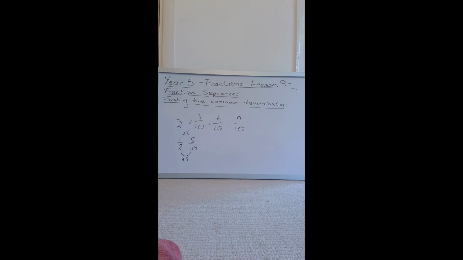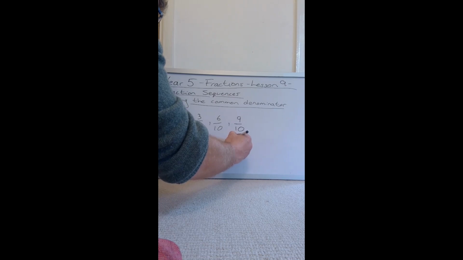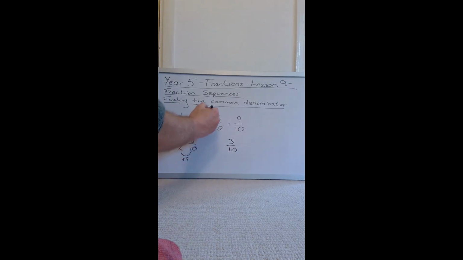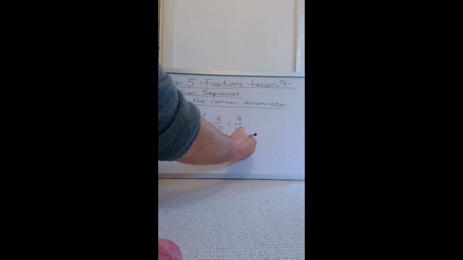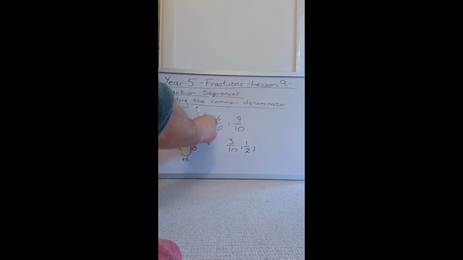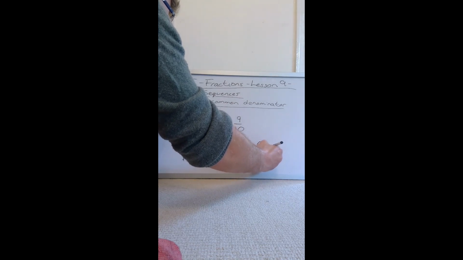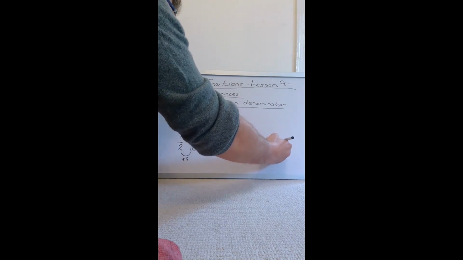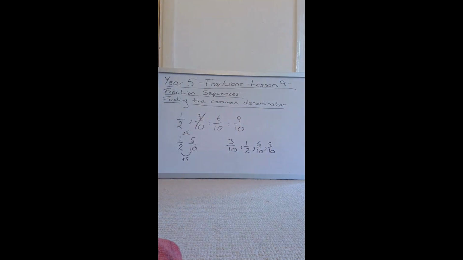and I can use this now to help organize my fraction sequence. Remember, I'm starting with the smallest up to the largest. I know that 3/10 is smaller than 5/10, so if I'm going to begin, I will begin with 3/10. I then, if I want, I can put a line through it. I then know that 1/2, which is equal to 5/10, is smaller than 6/10, so that will be next, 1/2. I then know that 6/10 is next in line, and finally, I have 9/10. So I've used my knowledge of equivalent fractions and finding the common denominator to help me put these fractions into a sequence.